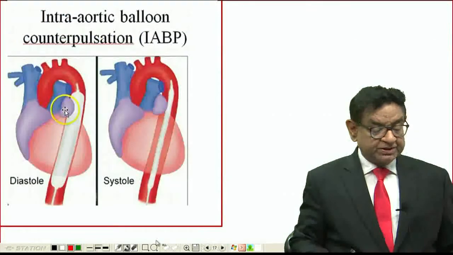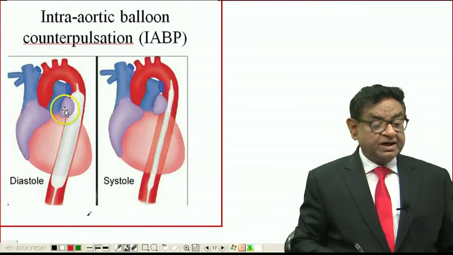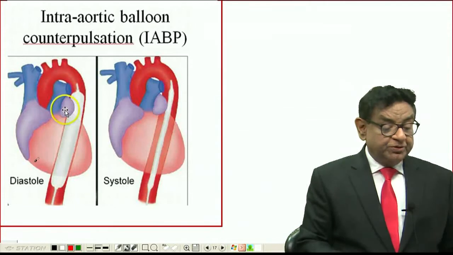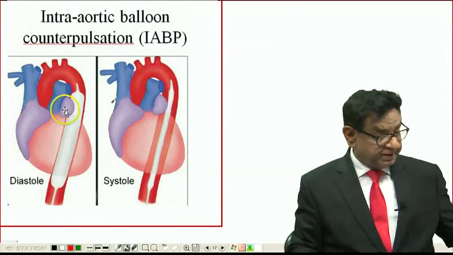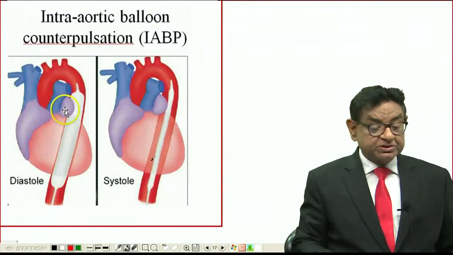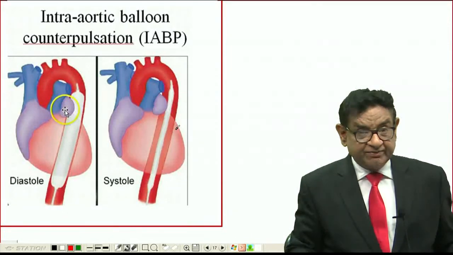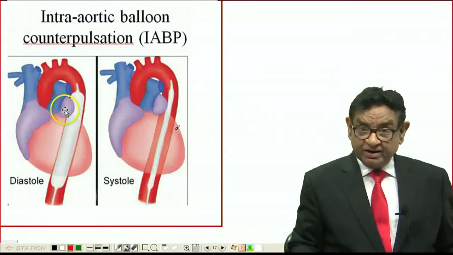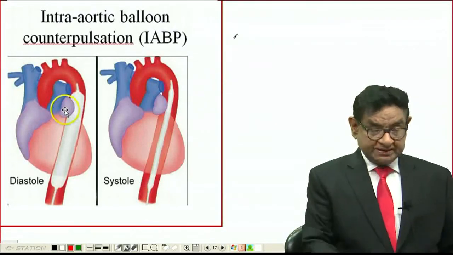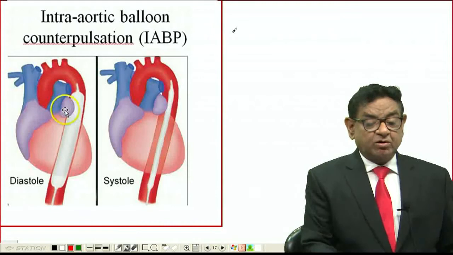So let us see, what is this? In the intra-aortic balloon pump, during diastole, this pump gets inflated, and during systole, it gets deflated. So it pushes the blood forward. And now one more thing, basic concept, coronary filling occurs.